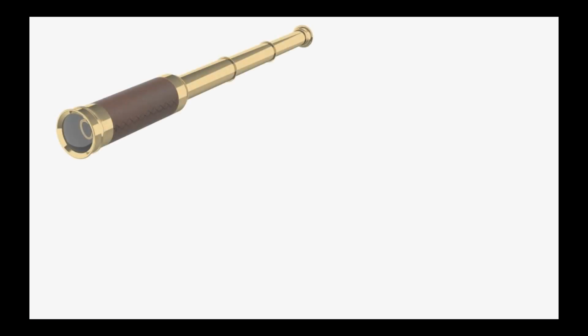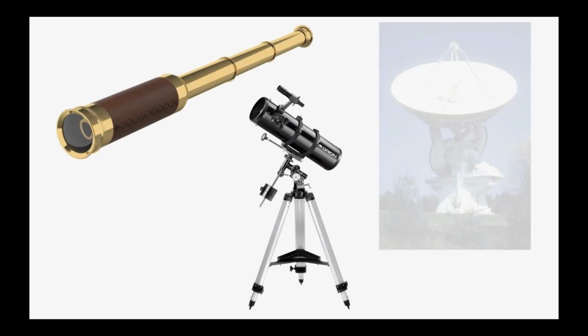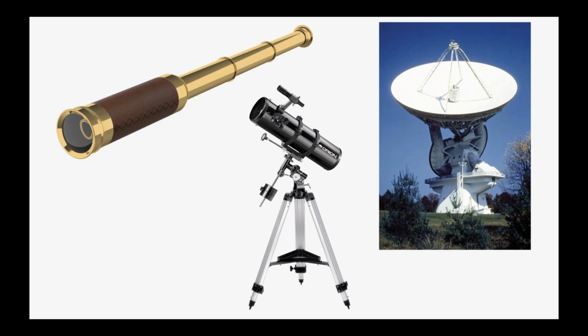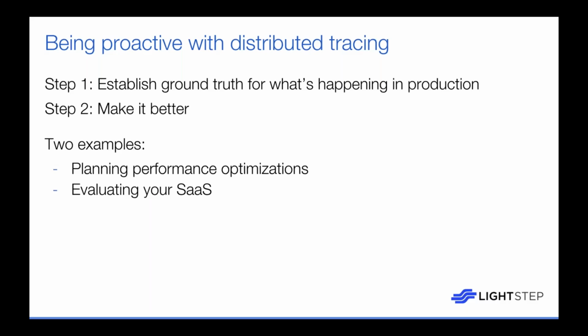So all of this was kind of thinking about these more reactive situations. And the other thing that we might want to do is step back a little bit and think about how we can look at the bigger picture, try to see a little bit farther away, and see if we can be a little bit more proactive in how we're approaching our work, and how we can do that with distributed tracing. So the first and really important step here is to establish a ground truth for what's happening in production.